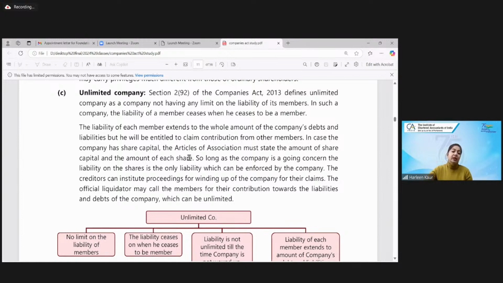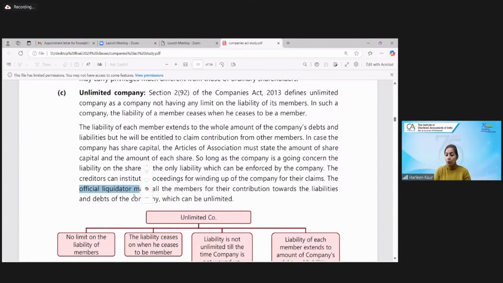Who is the official liquidator? It is written that the official liquidator may call the members for their contribution. Whenever the company goes into winding up, meaning the company goes into closure, an official liquidator is appointed. Liquidator means one who helps in the liquidation of the company.